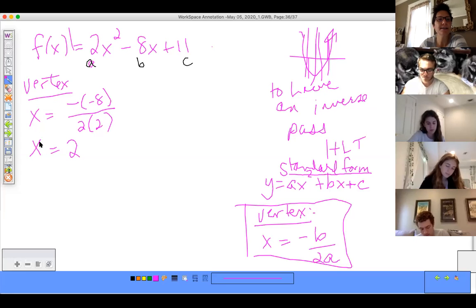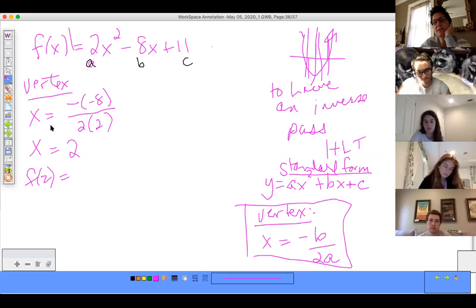Okay. All right, so we want to find f of 2, because that's going to be the corresponding y coordinate for our vertex. When somebody's got it, that would be great. Anyone? Anyone? This thing on?